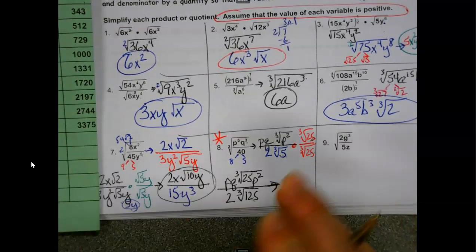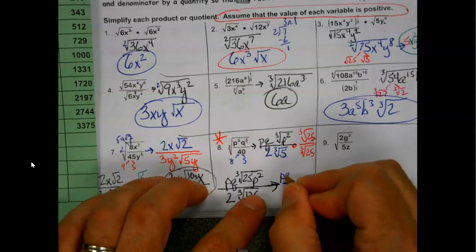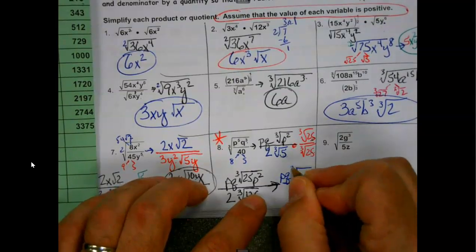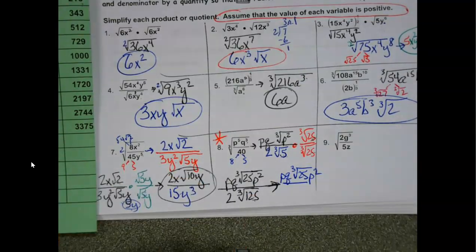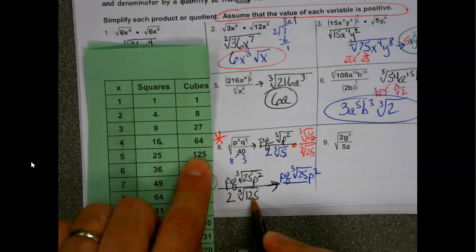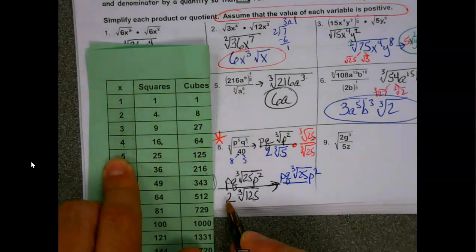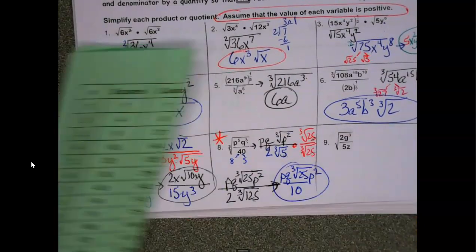And now it becomes more clear to see why that works. I'm not going to do a thing to the numerator. That big bunch of crazy is the actual answer. But here, the cubed root of 125 is 5, so this is 2 times 5, which is 10. I'm done.